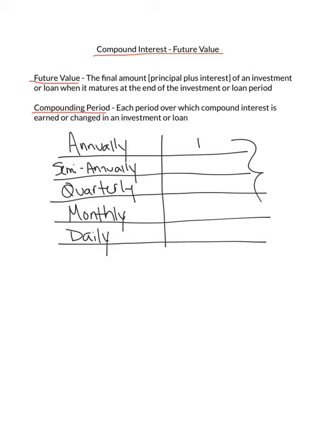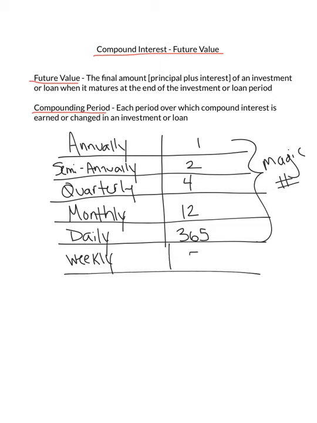Now, I call all of these our magic numbers. So if you hear me referring to a magic number, this is what I'm going to be talking about. Semi-annually means 2 times per year. Quarterly means 4 times per year. Monthly means 12 times per year. And daily means 365 times per year. Now I'm going to add one more, I guess. We could throw in a weekly, and that would be 52. There's 52 weeks in a year.